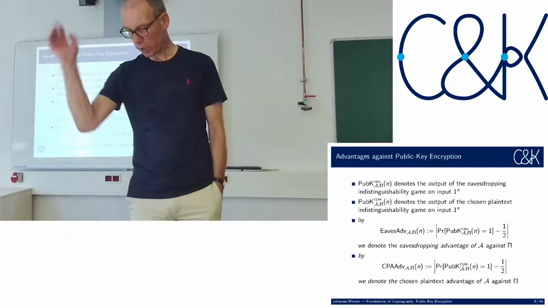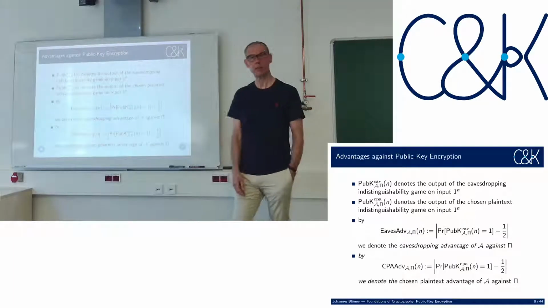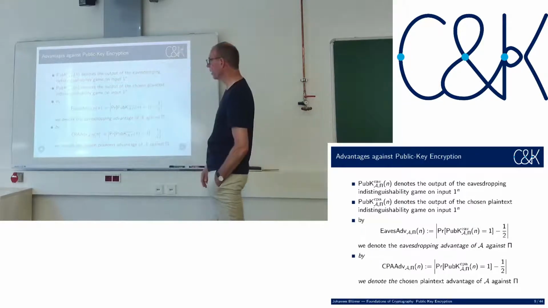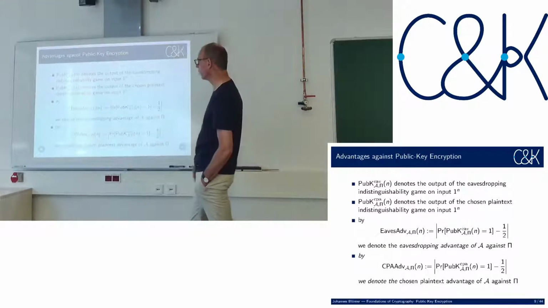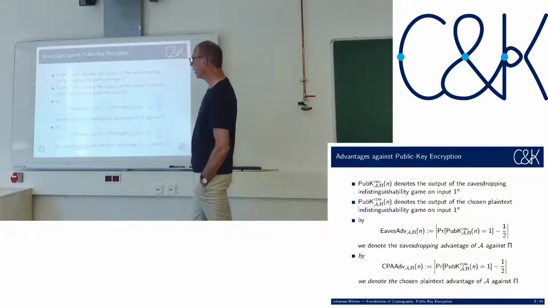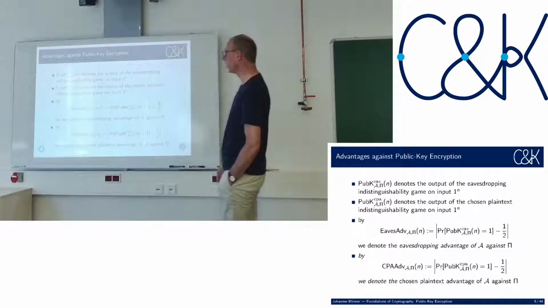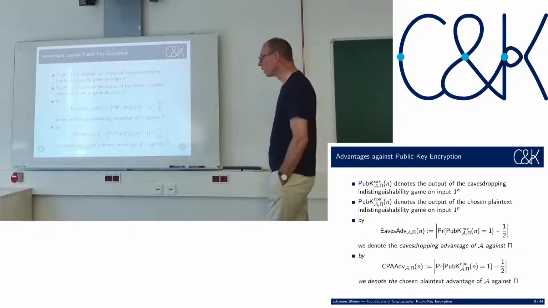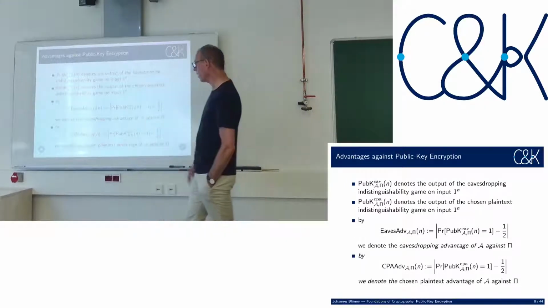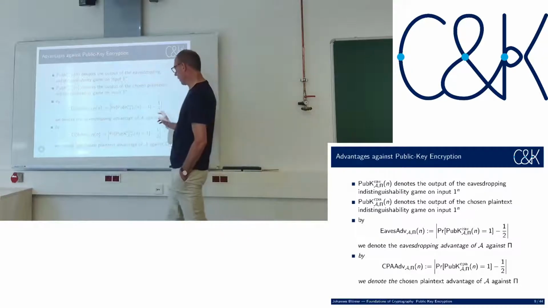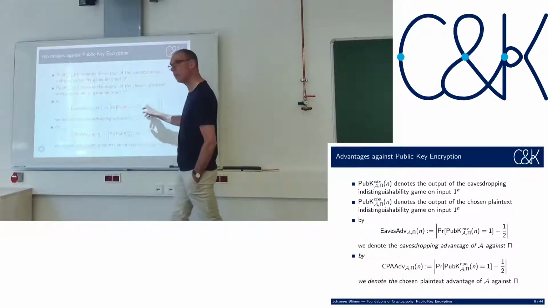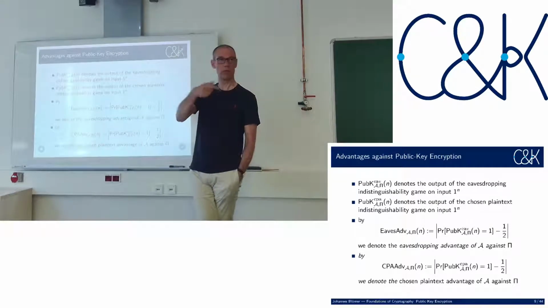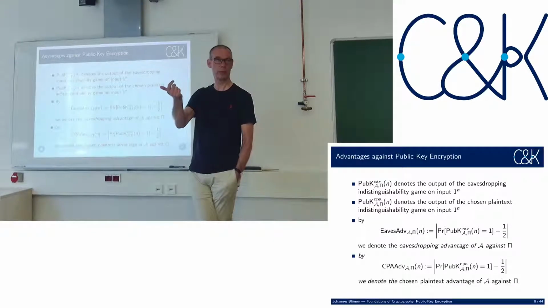Then we can do our usual stuff, right? Pub A pi eve of n denotes the output of the eavesdropping indistinguishability game on input 1 to the n. Pub k cpa A pi of n denotes the output of the chosen plaintext indistinguishability game on input 1 to the n. And then we define the eavesdropping advantage as the difference between the probability of this thing being 1 minus 1/2, because we can always win with probability 1/2 as an adversary. We can just pick a bit uniformly at random.